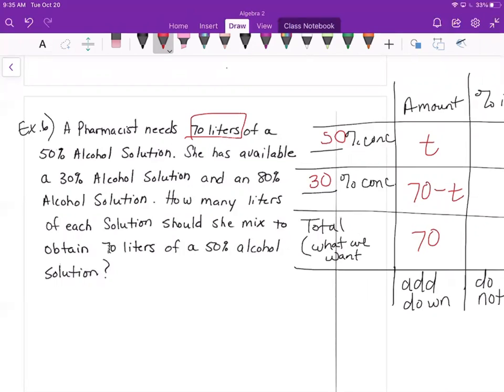We said that we want the total to be 50. I totally did this wrong, guys. Okay, the total we want to be 50%, and she has available a 30%, so always check that your numbers are right because I put them in the wrong space. The total was 50. We want part of it to be a 30% solution and an 80% alcohol solution. All right.